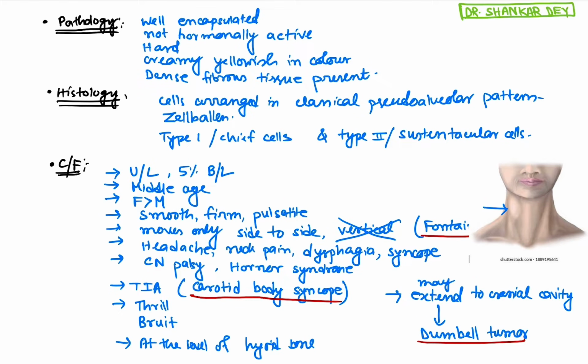It is vertically placed, round and smooth. On palpation, thrill may be felt, and on auscultation, bruit may be heard. So this is about carotid body tumor clinical features. I have discussed the site at the level of the hyoid bone, deep to the anterior edge of sternocleidomastoid in the anterior triangle, and extension: it may extend into the cranial cavity along the internal carotid artery, then it is called a dumbbell tumor. Now I will discuss the classification of this tumor.